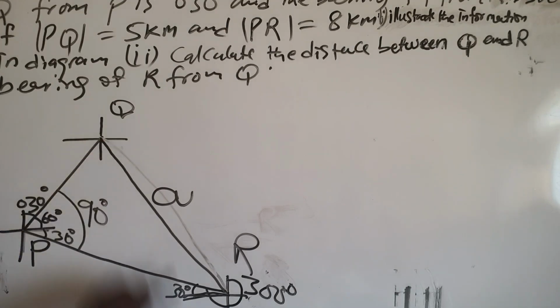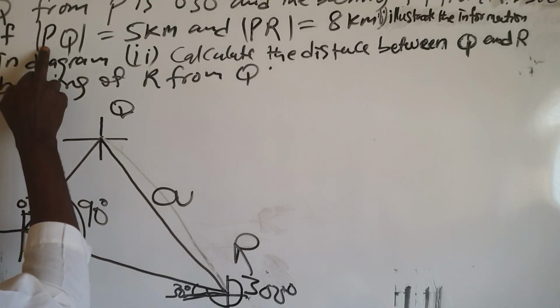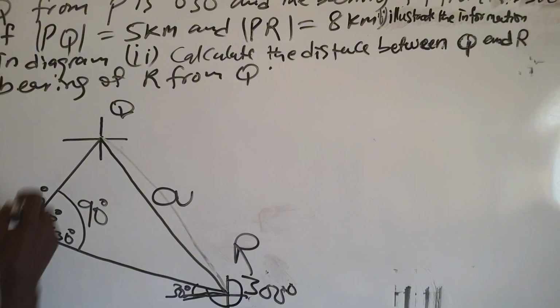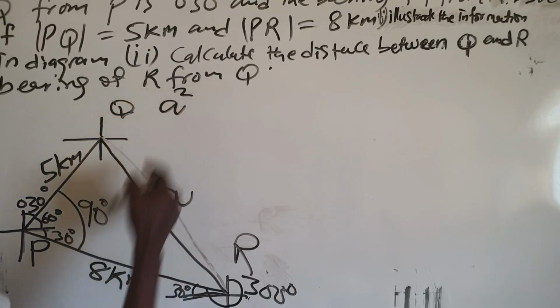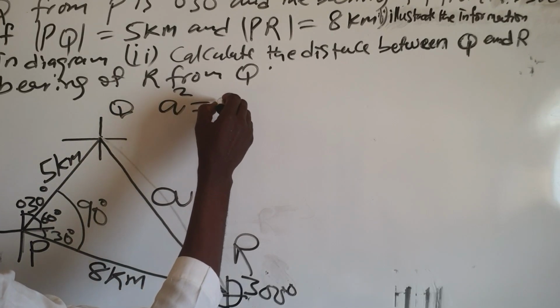Now let us calculate the distance. Since this triangle is a right angle triangle, we are going to calculate it using Pythagoras theorem. Remember that the distance PQ is 5 kilometers, and PR is 8 kilometers. Now let us solve for A. Using Pythagoras theorem, A squared is equal to the addition of the squares of the other two sides.